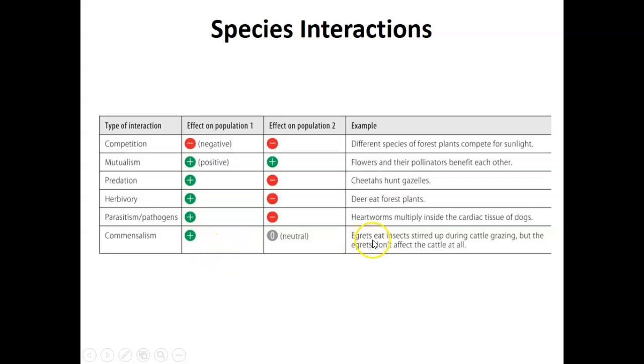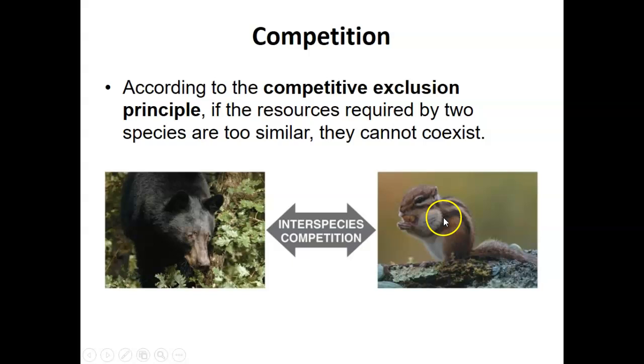There are some egrets that can be found with cattle. The egrets will eat insects on the cattle, but the egrets do not affect the cattle at all. So the cattle will be neutral, but the egrets benefit by getting food from the cattle's skin. Now we are going to talk about those interactions in a little bit more detail.